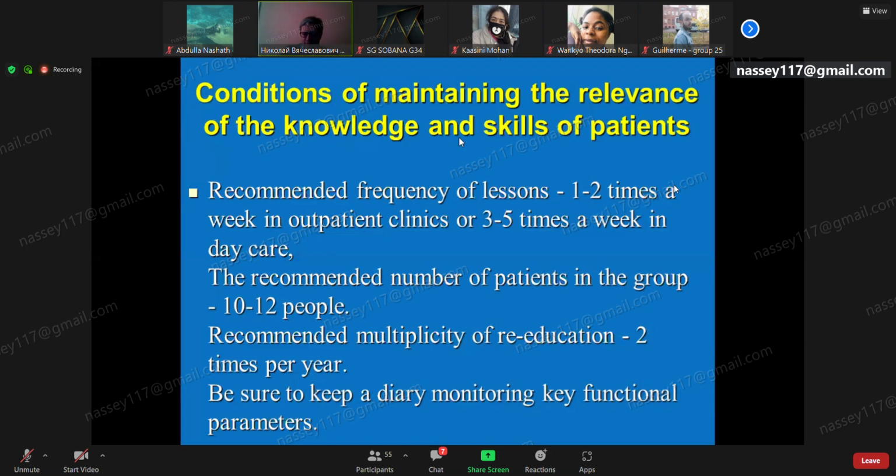As for conditions for maintaining the relevance of the knowledge and skills of patients, the recommended frequency of patients' lessons is 1 to 2 times a week in outpatient conditions, or 3 to 5 times a week in a daycare hospital. The recommended number of patients in the group is 10 to 12 people. The recommended frequency of repeat education is 2 times per year. And the patient should be sure to keep a diary monitoring key functional parameters.